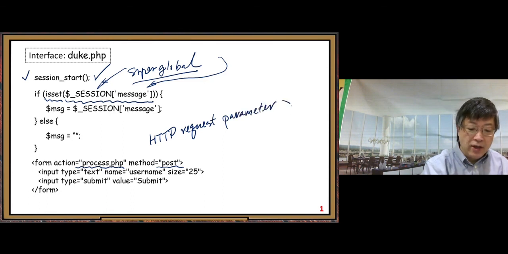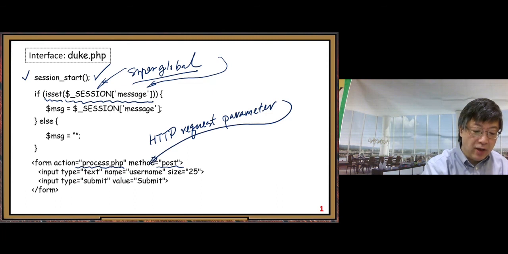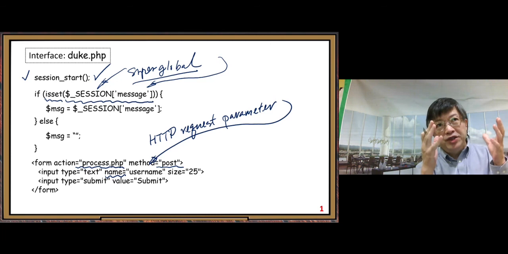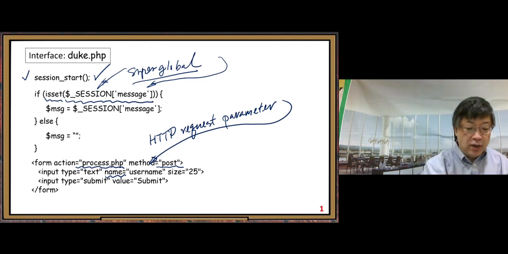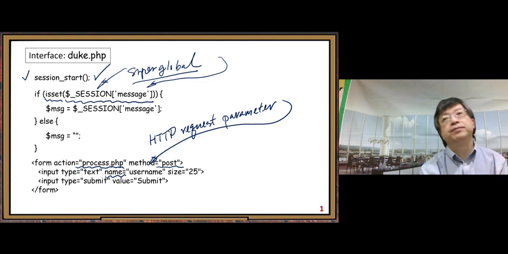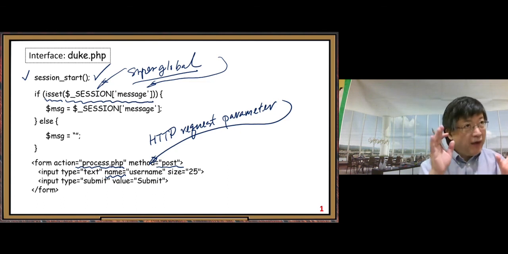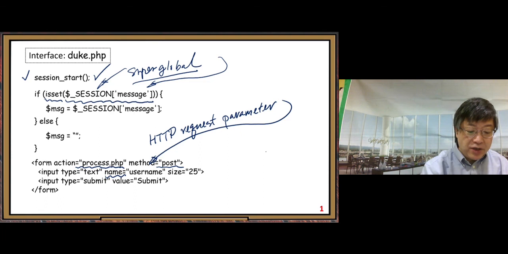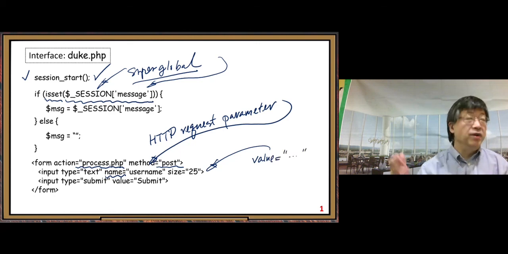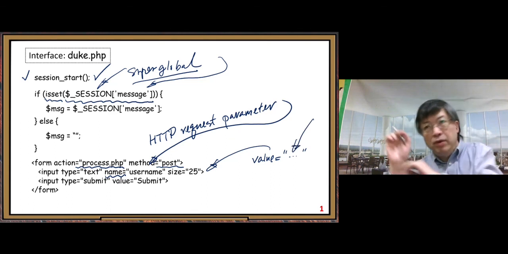So we know that this username, this name attribute, tells us we want to send a parameter. It is called the user's username. The value here, we do not see the value. The user enters the input. Value equals what? We don't know, so we expect the user to type the input value there.